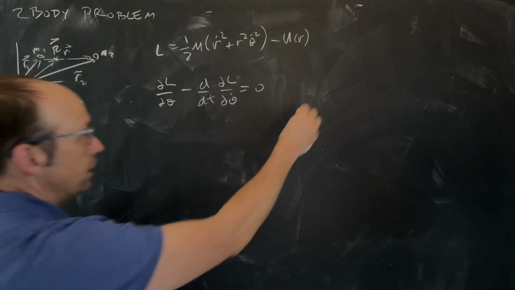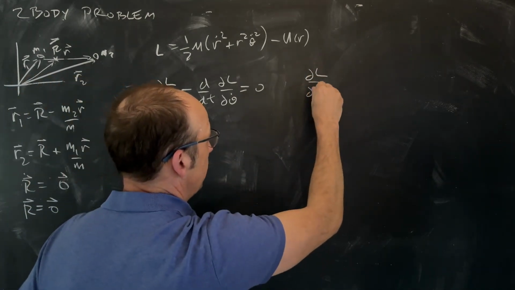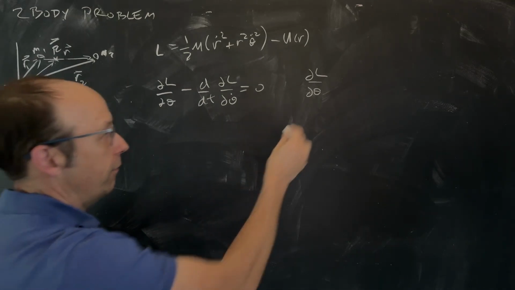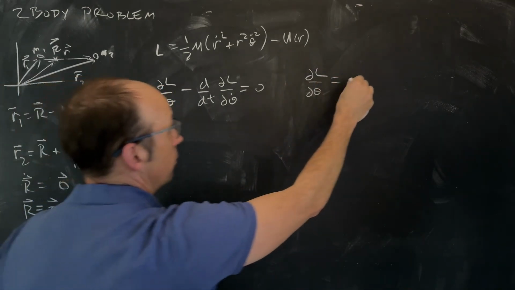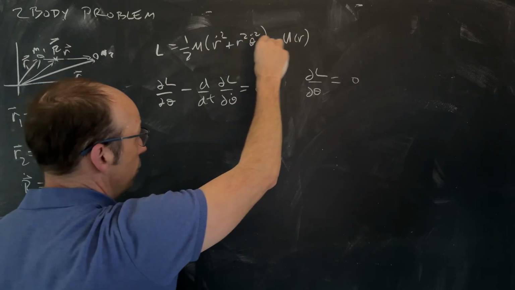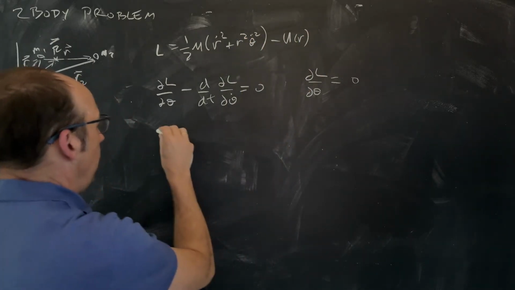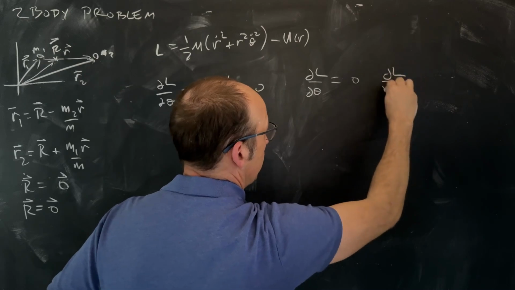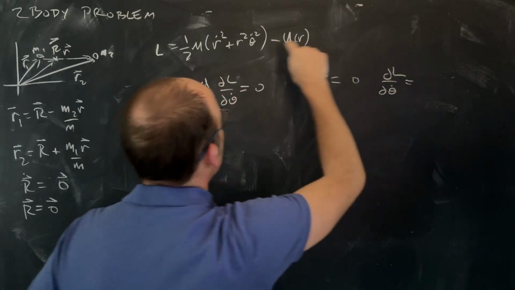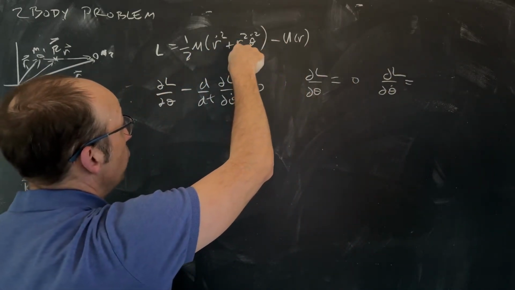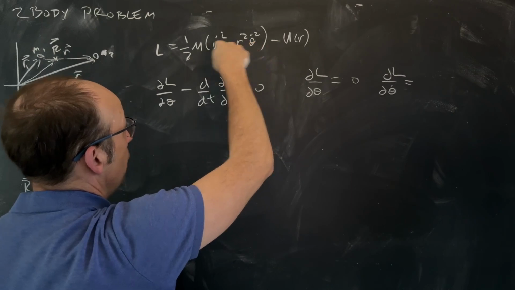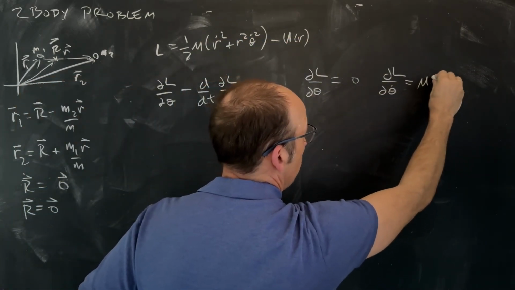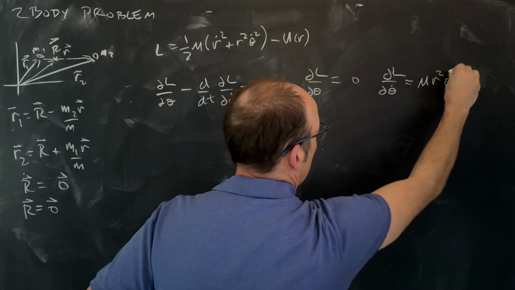So let's just do this in pieces. The partial of L with respect to theta, and remember, that's the Lagrangian, that's not an angular momentum because it doesn't have a vector on it, is equal to 0, right? If I go through here, there's no theta terms. So now I get the partial of L with respect to theta dot is going to be equal to 1/2 mu r squared theta dot squared. So I get mu r squared theta dot.